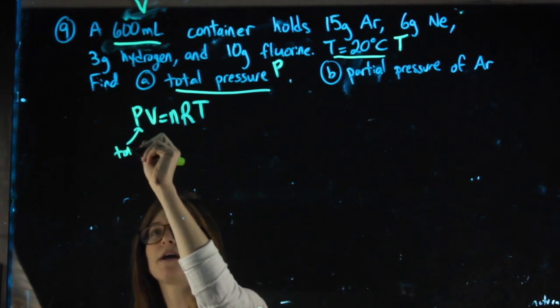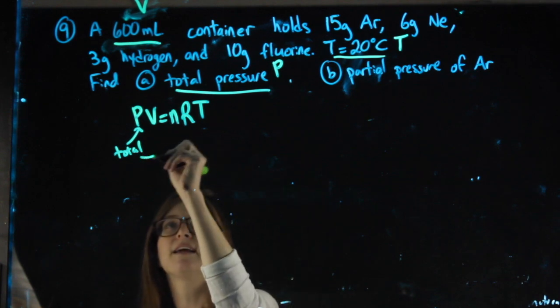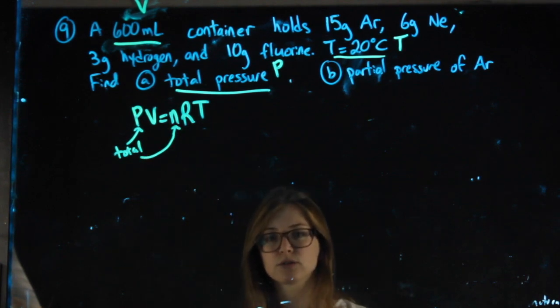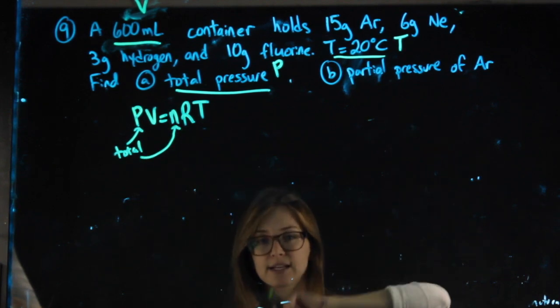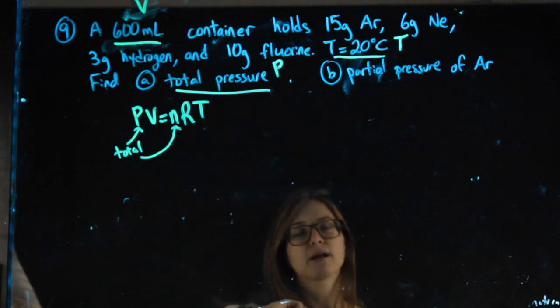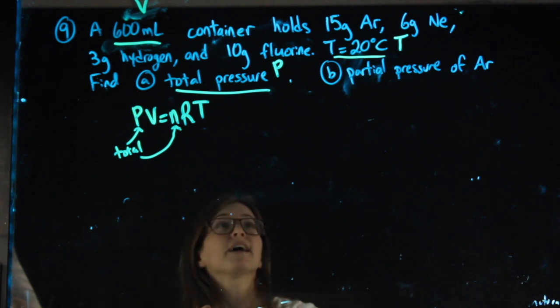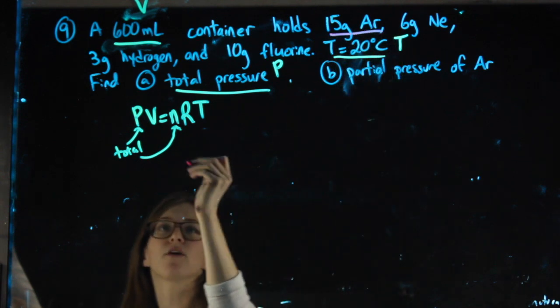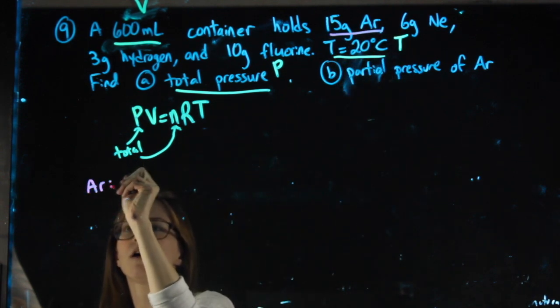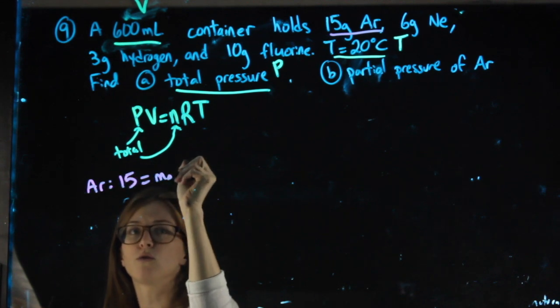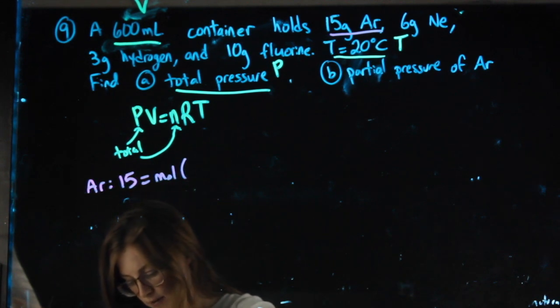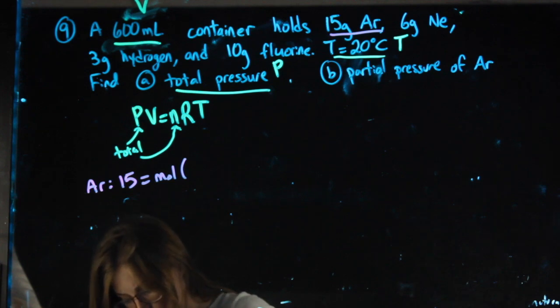If I want that to be my total pressure, then I need that to be my total moles. I'm going to find moles of all the gases and add them up. Then I can plug in and find total pressure. So of my different gases, 15 grams of argon. For argon, grams equals moles times the molecular weight of argon, which is 40.